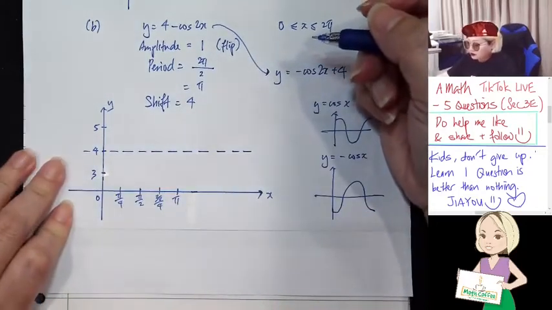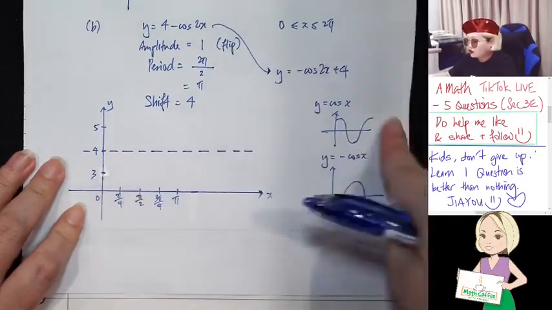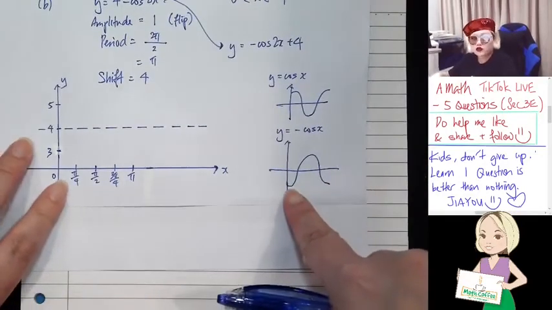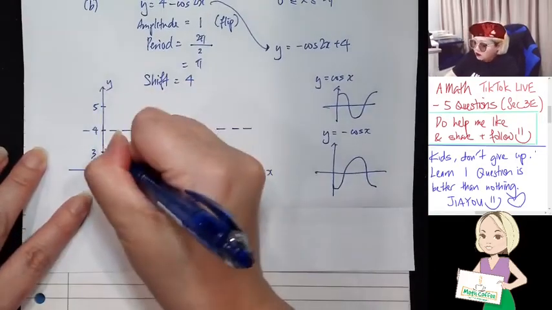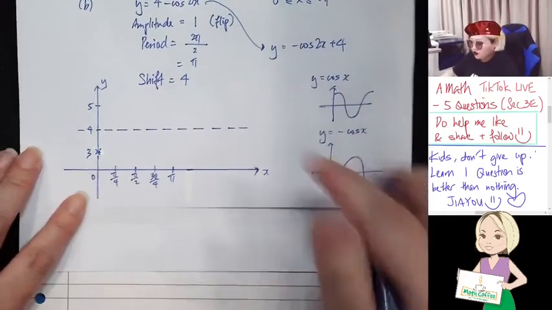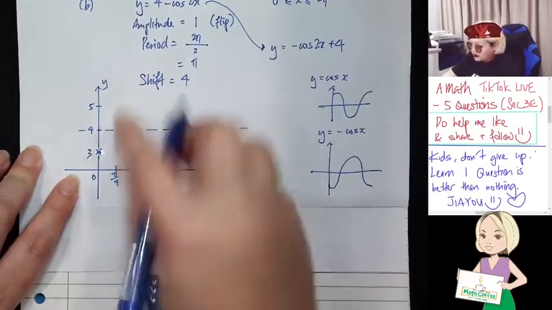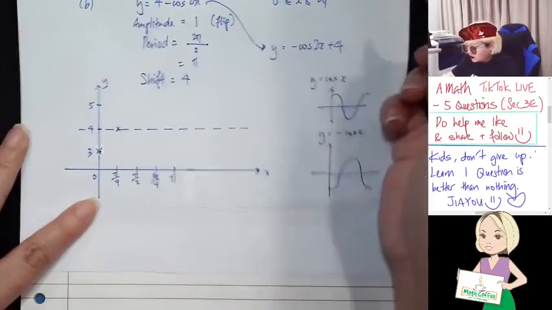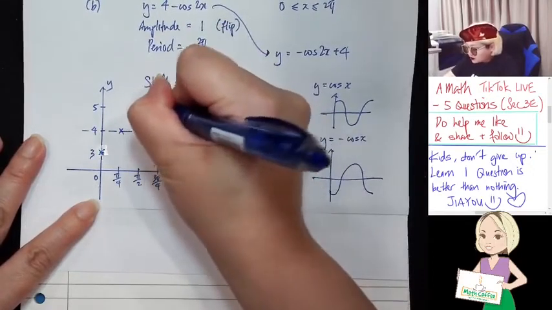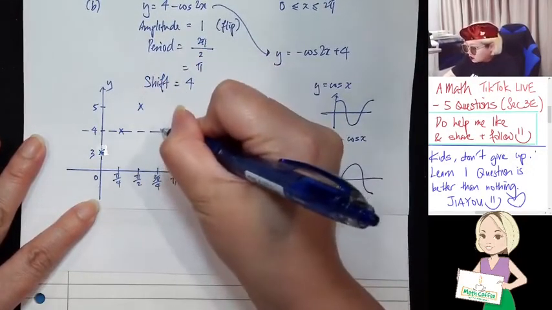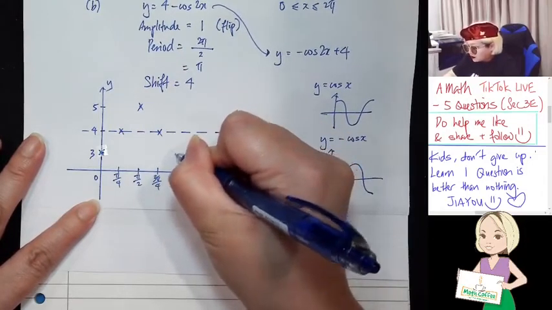Okay, so, supposed to draw cosine graph, but flip. So, I need to start from minimum. So, the minimum is 3. So, minimum, then you go to 0 at pi over 4. My 0 is the new x-axis, which is here. Then you go up to maximum at pi over 2. Come down to 0 at 3 pi over 4. Come down to minimum at pi.